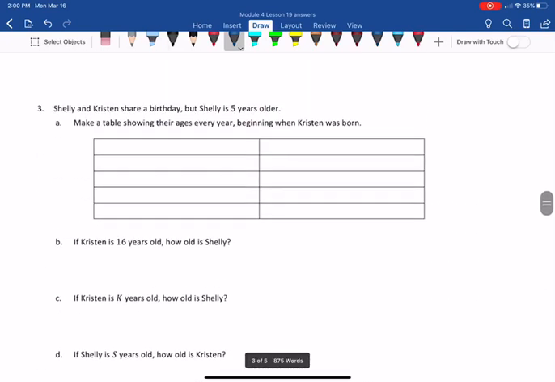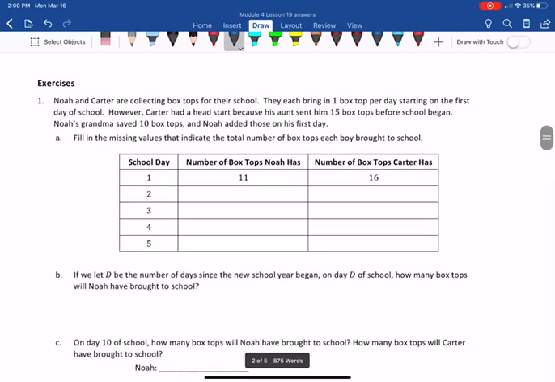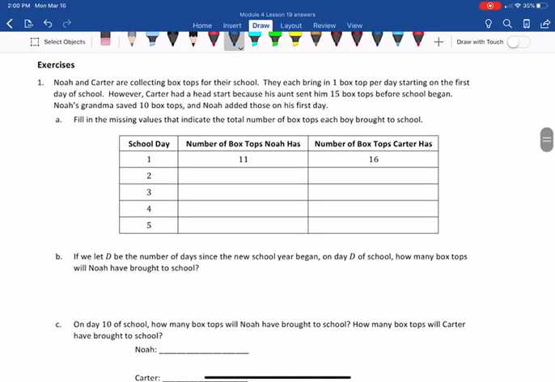Understanding the pattern. Today we're really looking at the additive structure. So we're looking at adding. We're not looking at multiplying. We're not looking at dividing. Okay, we're going to look at that a little bit tomorrow, but today let's just look at adding.